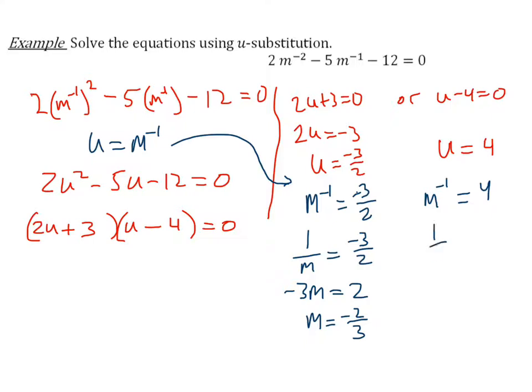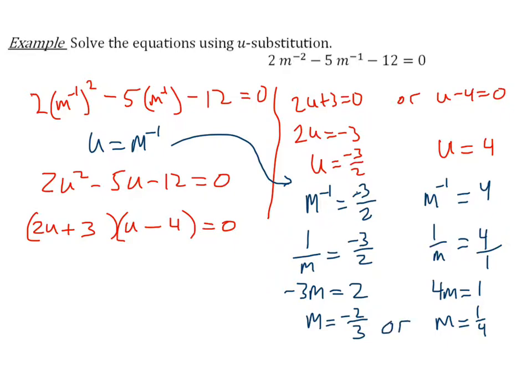Here we've got 1 over m, because m to the negative first is 1 over m, equals 4, or 4 over 1. We cross multiply. 4m equals 1 times 1, which is 1, and so m is 1/4. So it looks like we got our answers. We've got to double check this.